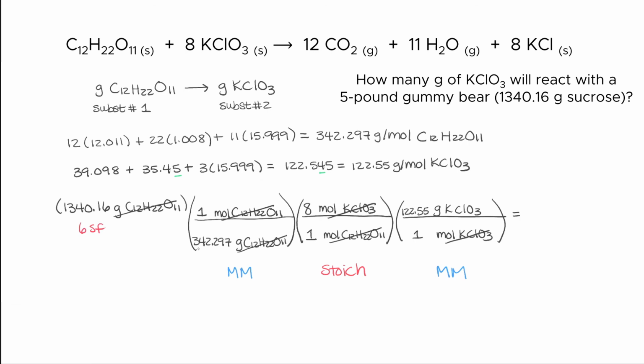We have 6 sig figs in the original value, 6 sig figs for molar mass of sucrose, Stoich is exact, and we have 5 sig figs for potassium chlorate. So our final value will have 5 sig figs. When we do the math, 1340.16 times 8 times 122.55 divided by 342.297, we get 3838.5 grams of potassium chlorate.